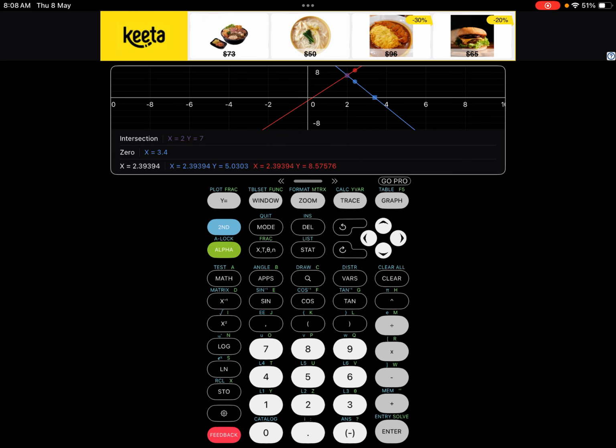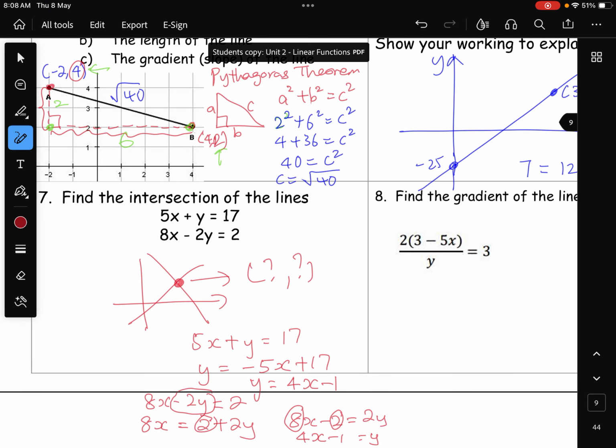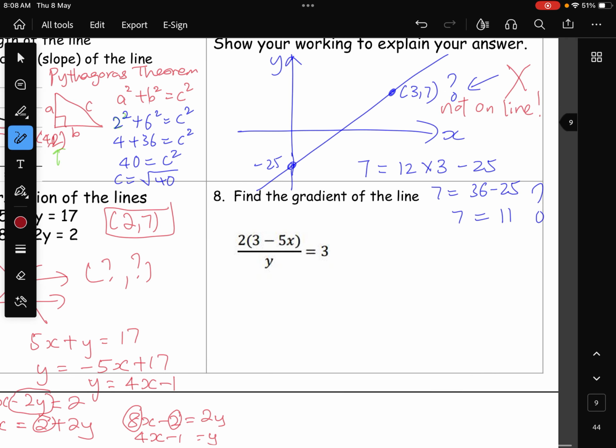So you should get x to be 2, y to be 7. So that should really solve the question here. The intersection point would just be 2, 7. So again, use the GDC for this one.